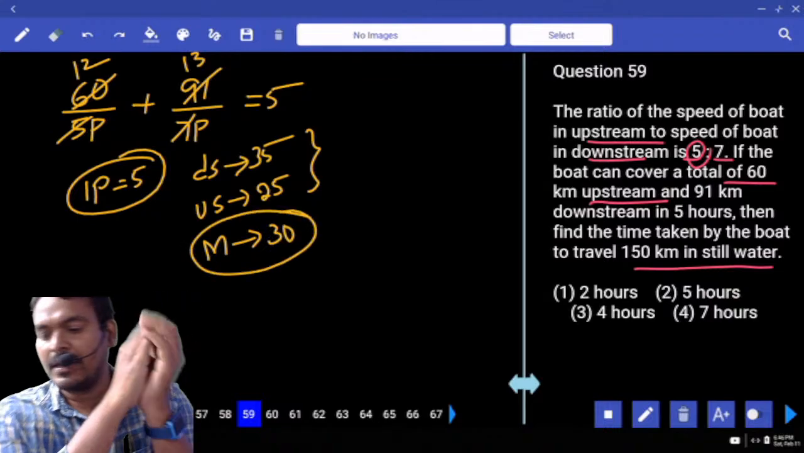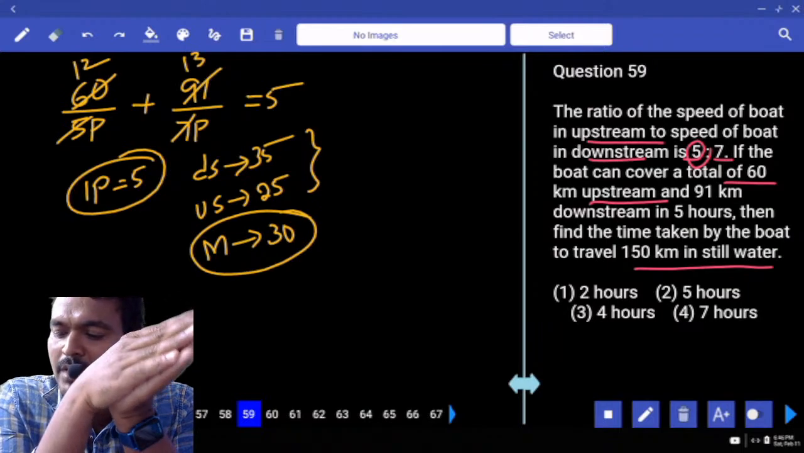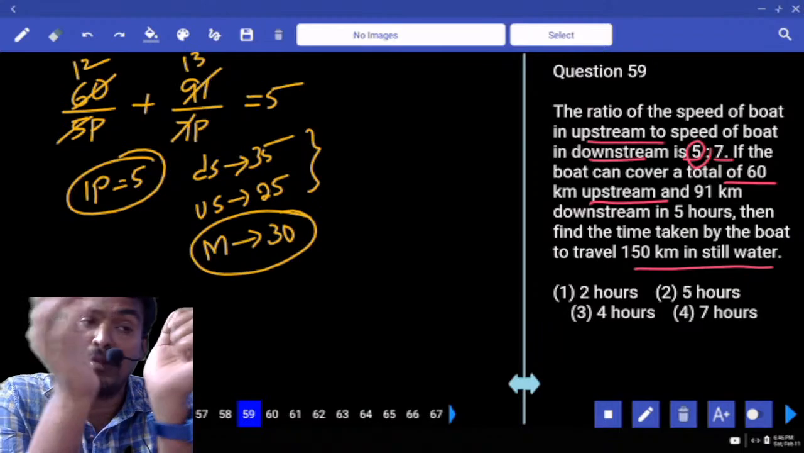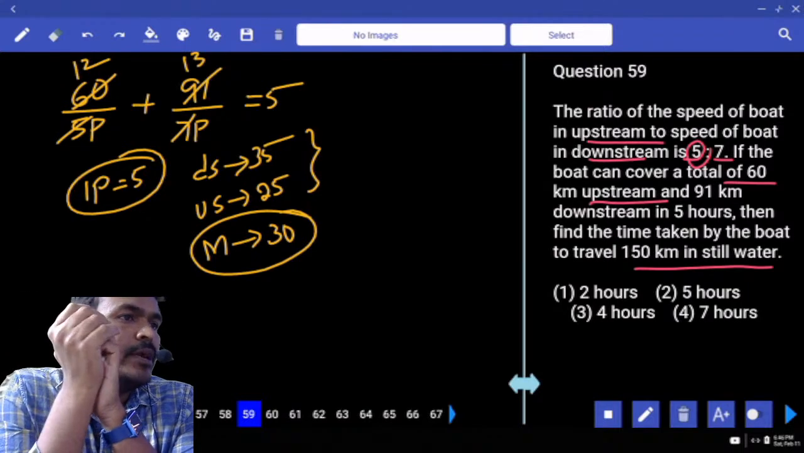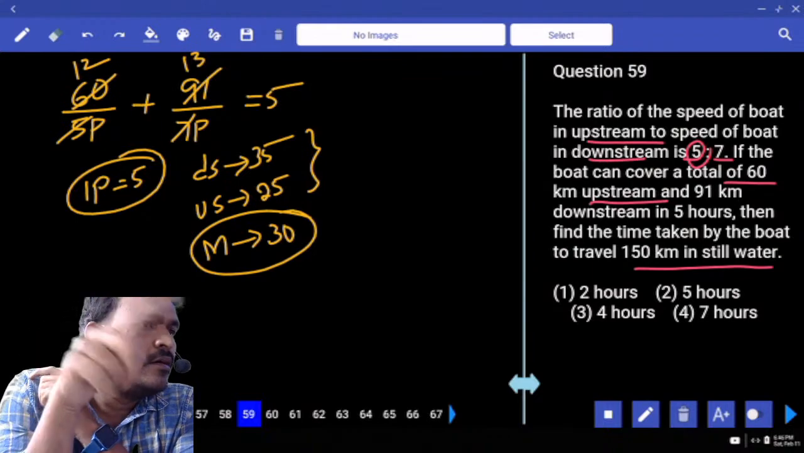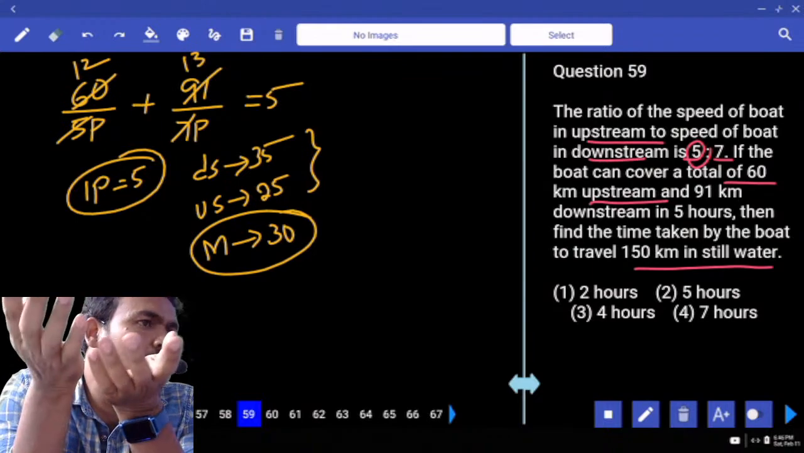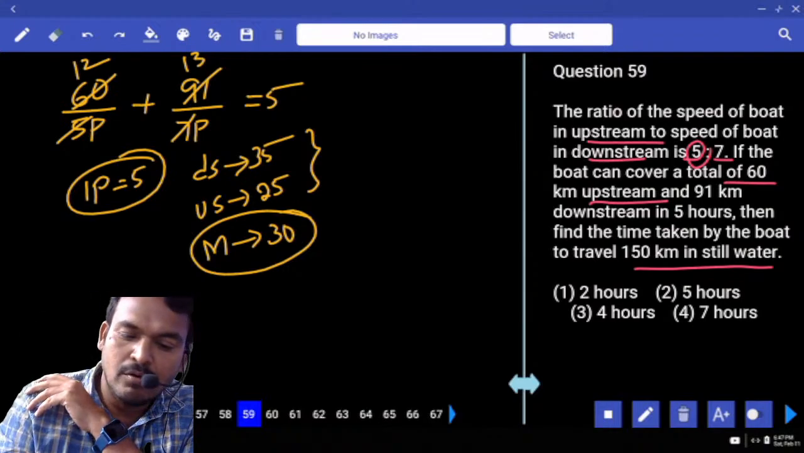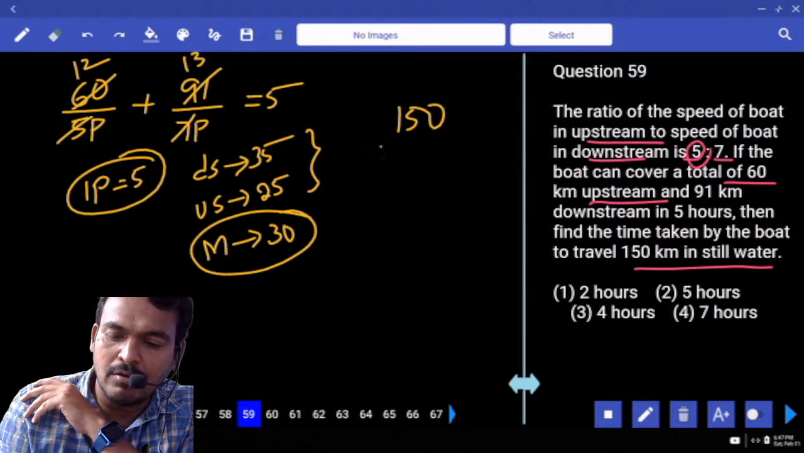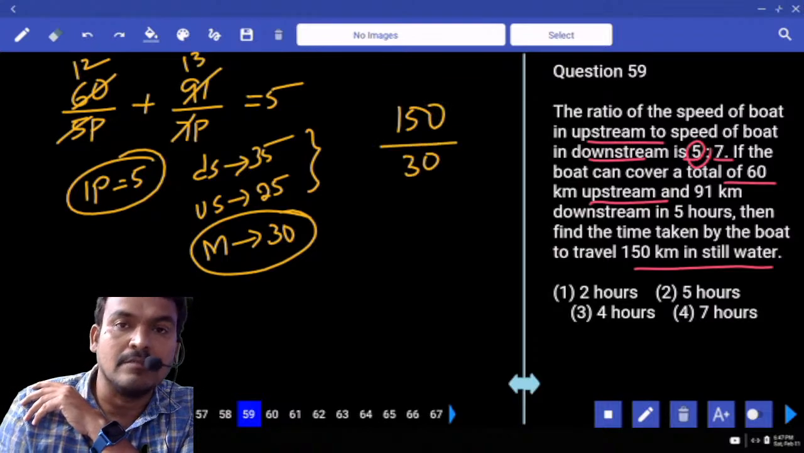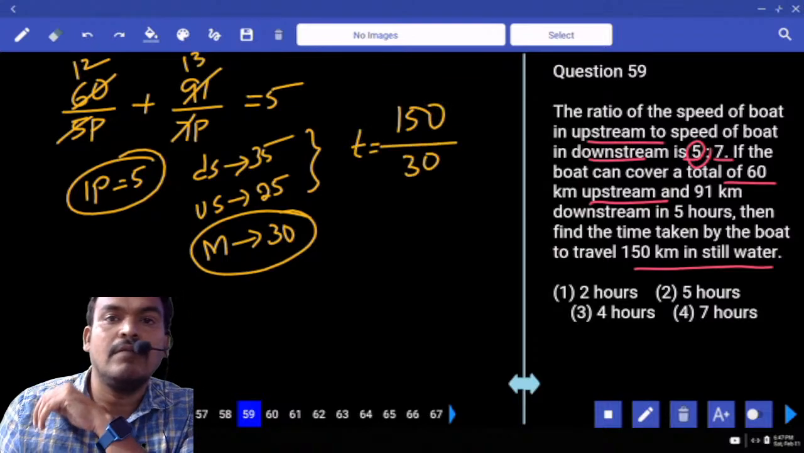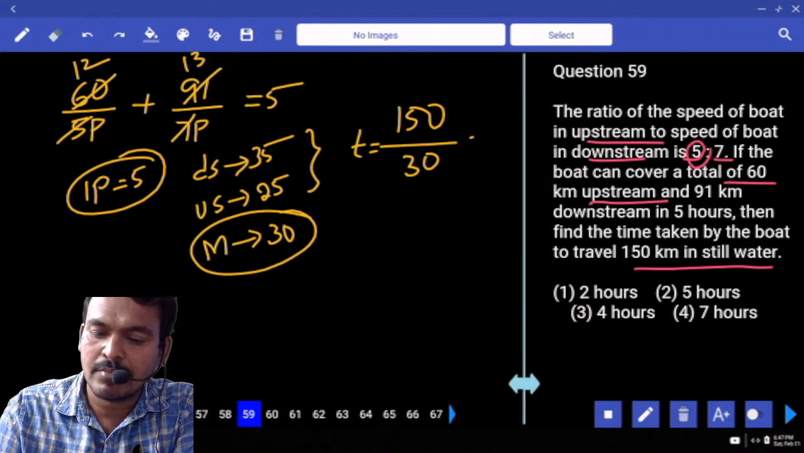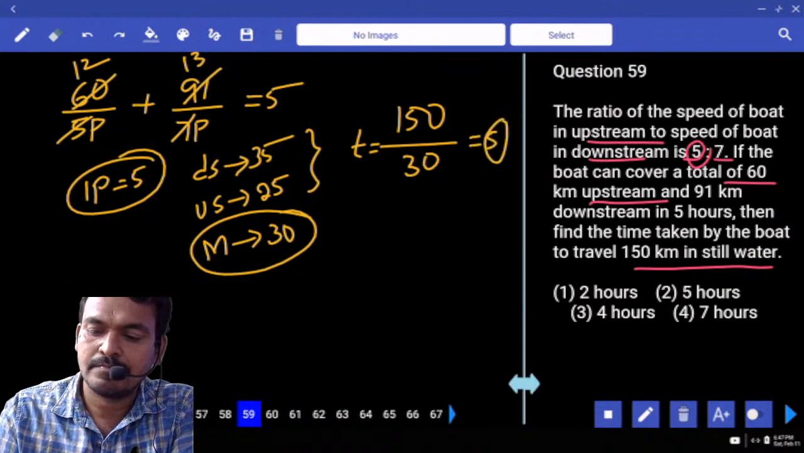30. But your question is to find the time taken by the boat to travel 150 kilometers in still water. Means speed of the stream is 0. Means only the m value is taken, or the s value also? Only the m value. What is the distance value? 150. What is the speed value? 30. Then we get the time. 150 by 30. How many hours? 5 hours.